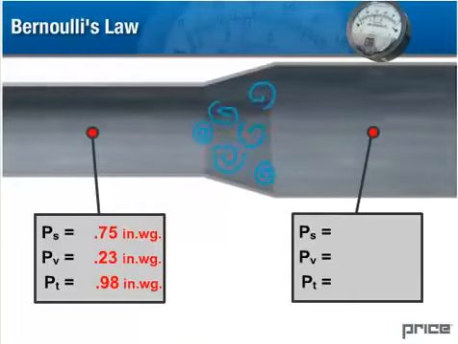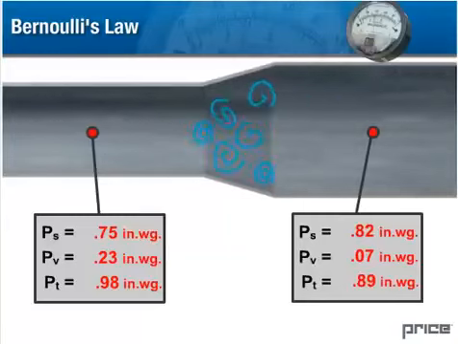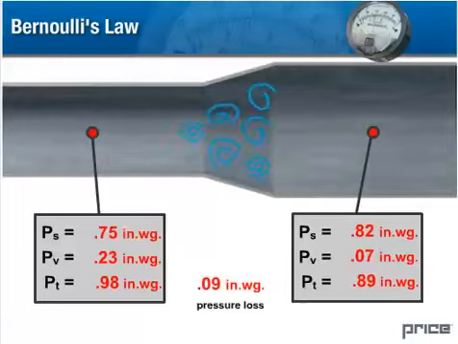If we take measurements on the downstream side of the transition, we would more likely see the following measurements: a static pressure of 0.82 inches of water and a velocity pressure of 0.07 inches of water for a total pressure of 0.89 inches of water. We see that there has been a total pressure loss of 0.09 inches of water.